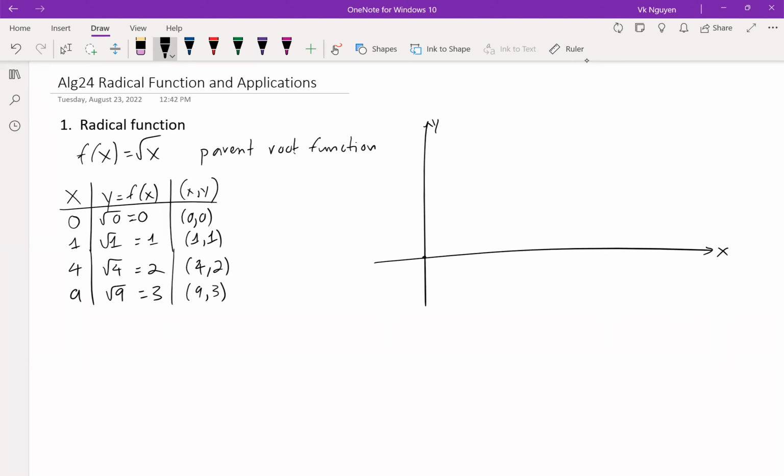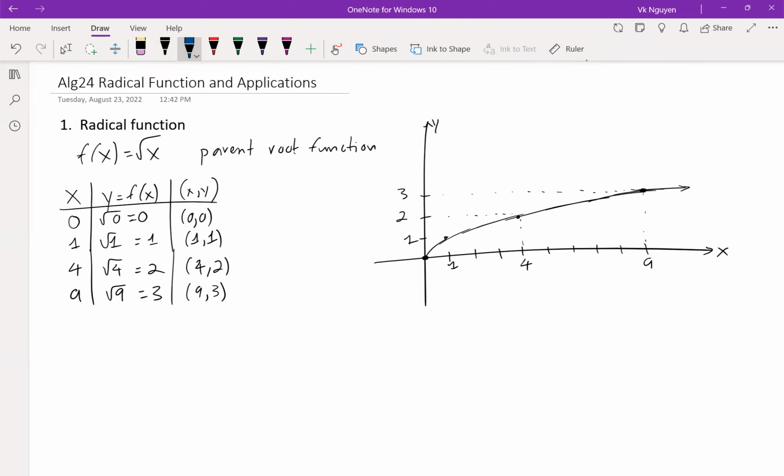X, Y. 0, 0. 1, 1. 4 and 2. 9 and 3. Connect the points and we have this. This is the shape of the square root function.